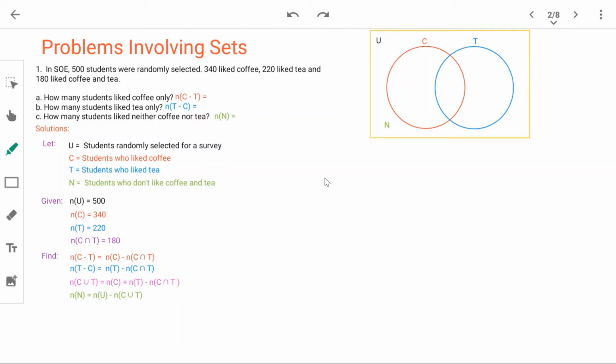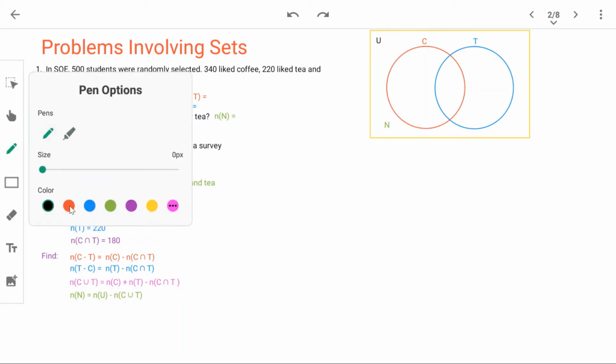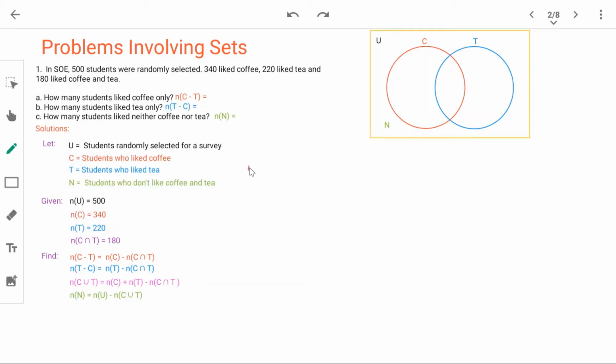Okay, to show the solution, we are first going to find how many students like coffee only. So that is represented by the number of students who like coffee only. In set notation, this is the cardinality of C difference T, which is equal to this formula. So this N of C, cardinality of C, is equal to 340. This is the number of students who like coffee. Okay, the word only is omitted, so who like coffee.